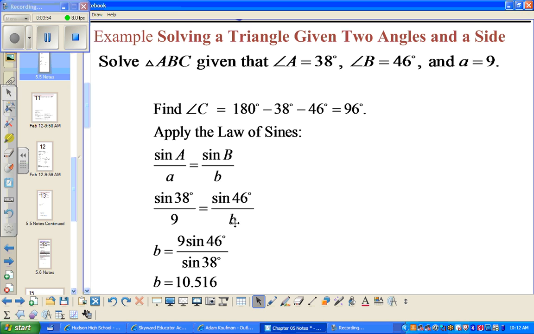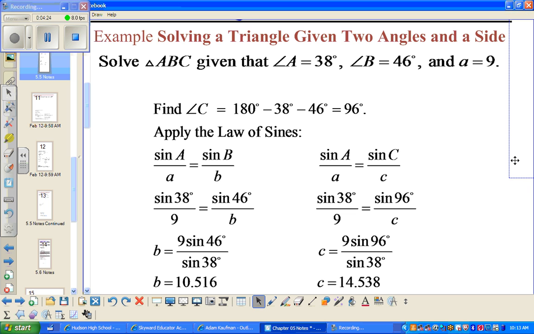From there, you just solve for b. At this point in your math careers, you should know you can cross multiply. You'd get b on top over here. You'd get b times sine 38 degrees equals 9 times sine 46. Divide by sine 38 degrees and end up with your answer. b equals 10.516. You can work very similarly to find the last side length that you need, using that 96 degrees instead of the 46 degrees that angle B is. From there, you solve the triangle.